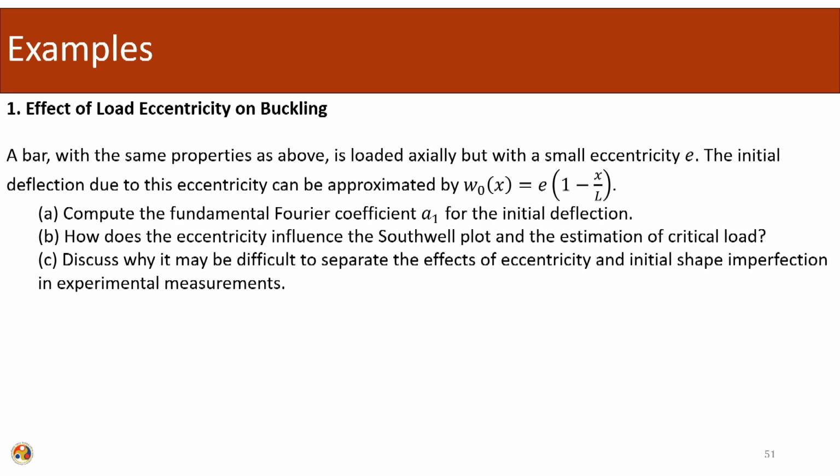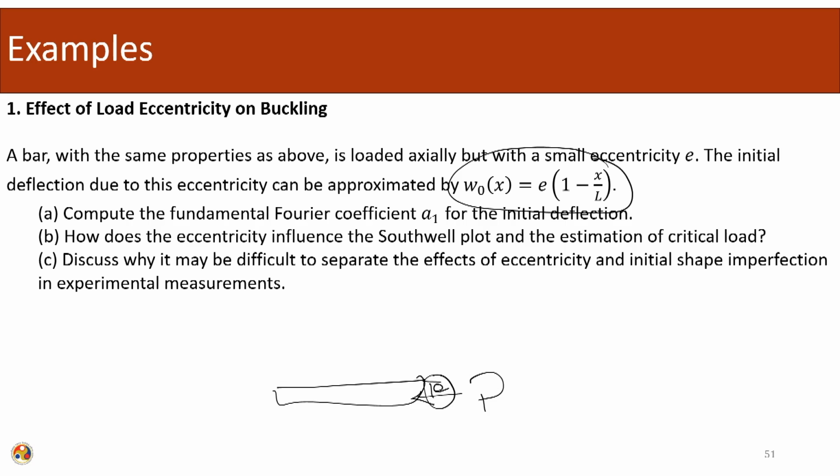So the first example deals with the effect of load eccentricity on the buckling. In this problem, a bar with the same properties as above is loaded axially, but with a small eccentricity. So there is a bar, and there is an eccentricity in the bar. It is loaded axially. The eccentricity is given by e. The initial deflection due to this eccentricity can be approximated by this particular equation. So this equation has been used to model the deflection function caused due to this eccentricity.